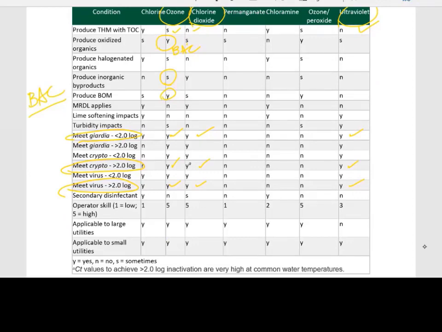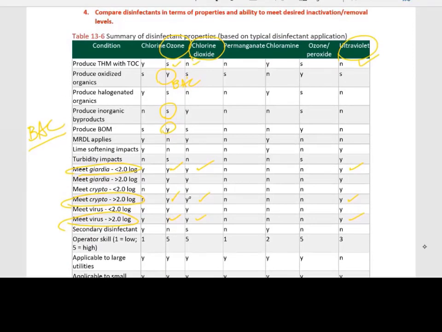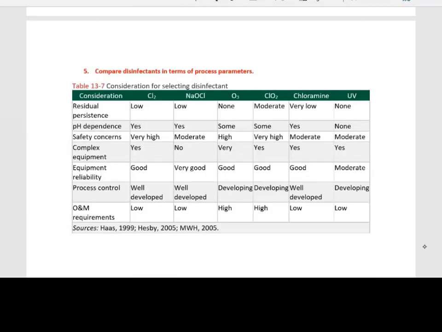So ozone's still in the running. We haven't eliminated it here, so it's a reasonable expectation or selection. We can also compare the disinfectants in terms of the process. So we're looking here at ozone and chlorine dioxide, and we're looking at ozone. Again, I would disagree with some of what's in here. There are safety concerns, and that is true with ozone and chlorine dioxide.